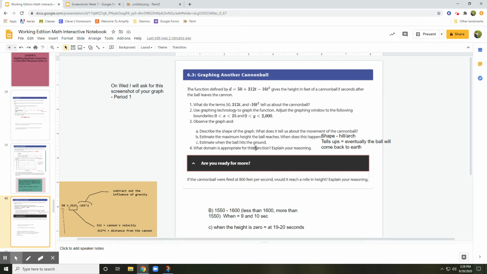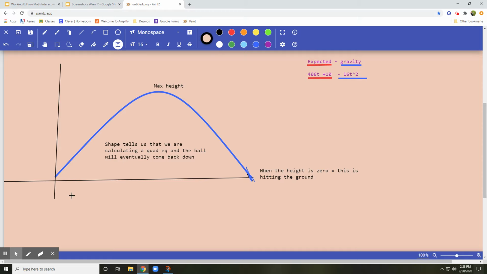The last question is what domain is appropriate, right? Well, it can't be a negative number. You can't have negative seconds. You don't think back in time and figure out where it was. And you can't have anything past when it hits 0, right? At that point, it's not digging into the ground. So the domain, which is the x values which are appropriate.